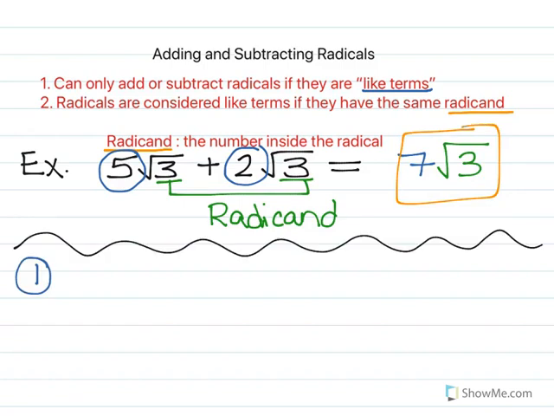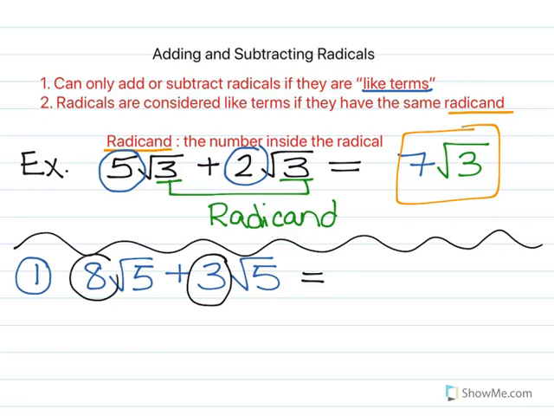Okay, let's do another example. If we have 8 radical 5 plus 3 radical 5, they are like terms, so I just need to add the numbers that are on the outside of the radical. So 8 and 3 would give me 11, and I keep the radical the same, radical 5.